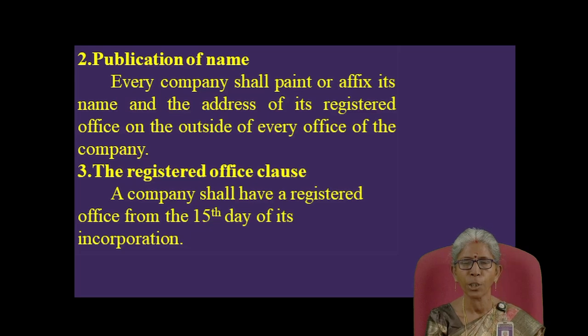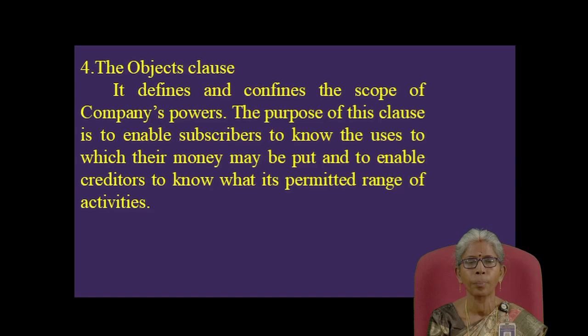Next one, publication of name. Every company shall paint or affix its name and the address of its registered office on the outside of every office of the company. Then third one, the registered office clause. A company shall have a registered office from the 15th day of its incorporation. That is, from the 15th day of registration of a company, the registered office clause comes into existence.